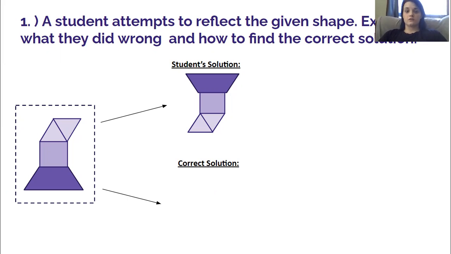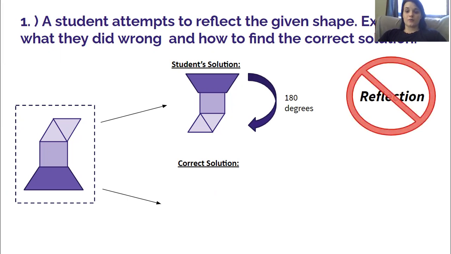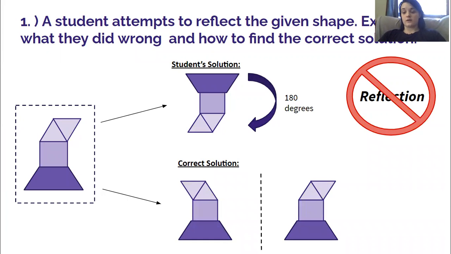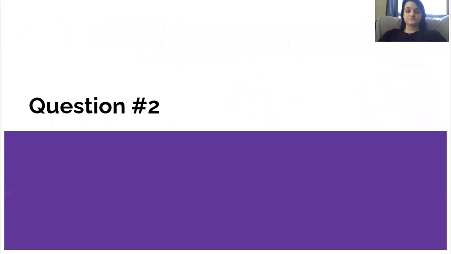Based off of the student's solution, they did a 180-degree rotation. They didn't actually mirror it like they were supposed to, or reflect it. So this would be called a rotation, which is not what we're looking for. Instead, we want the correct solution, which is going to be this image right here. And that's actually a direct mirror from our original shape, which means that will be the correct solution.